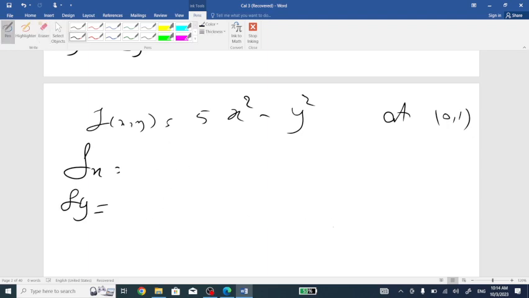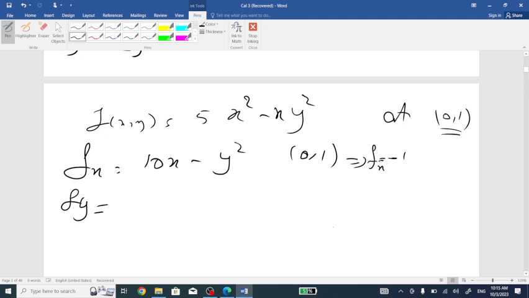Help me. It will be what? 10x minus 0. I don't like this example, let me change it, please. Again, f_x is equal to what? 10x minus y squared. Am I right? So put 0 and 1: 0 instead of x, 1 instead of y. Clear?